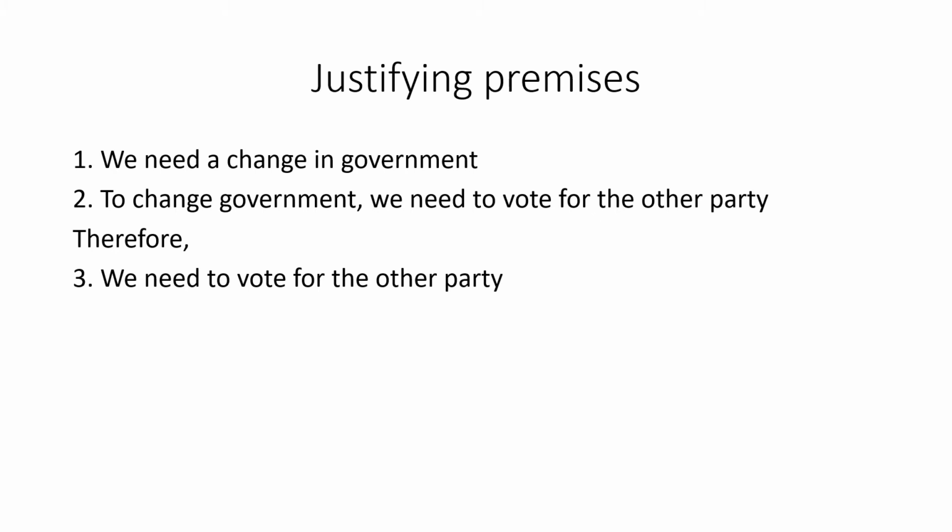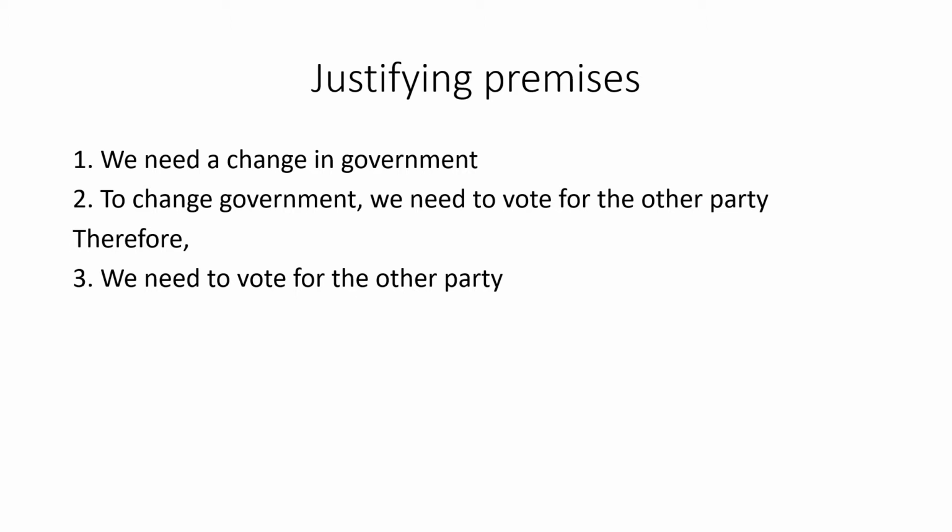Let's look at this argument here. We need a change in government. To change government, we need to vote for the other party. Therefore, we need to vote for the other party. So, with this argument, someone could challenge or be skeptical about this conclusion by being skeptical about the first premise: we need a change in government.